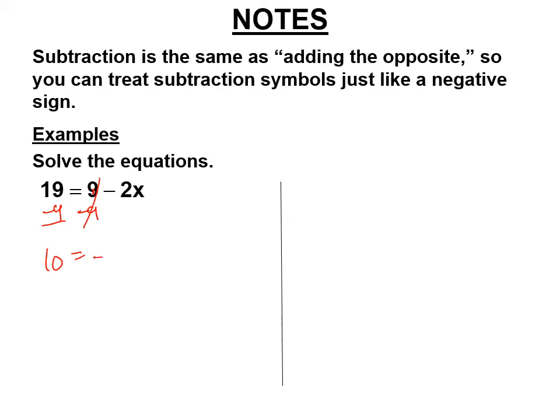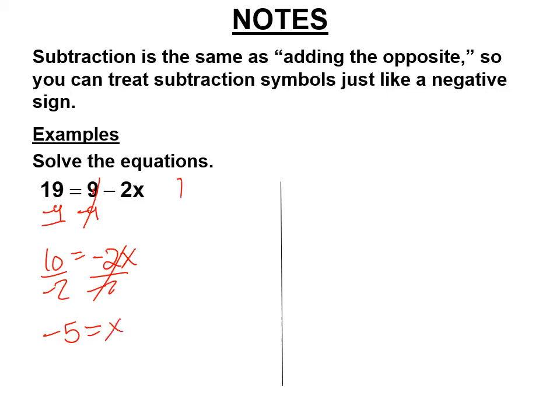But what happens in equations is minuses automatically become negative, and pluses automatically become positive. And so now we divide both sides by negative 2. And the answer is negative 5 equals x.